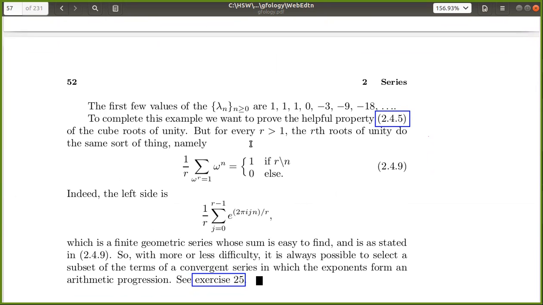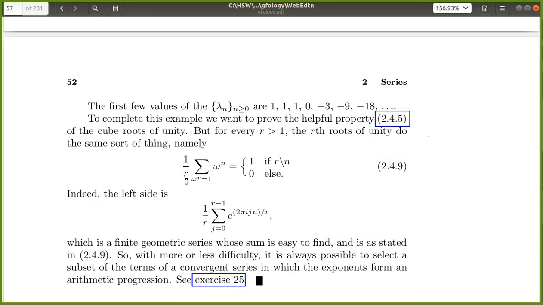Okay. So for every positive r, the rth roots of unity do the same sort of thing. Namely, you take the r roots of unity, which are 1, omega 1, omega 2, and so on up till omega r minus 1, so omega^r equals 1. The unity 1 is also getting counted here itself.